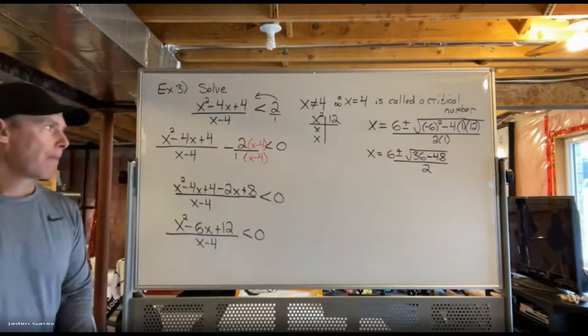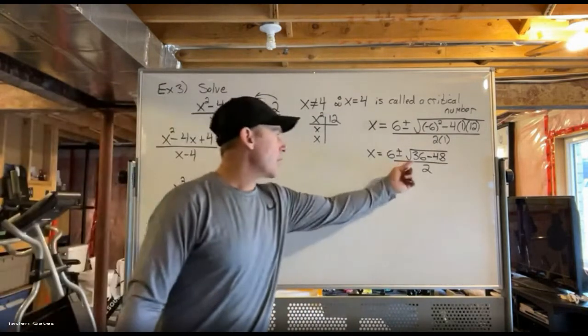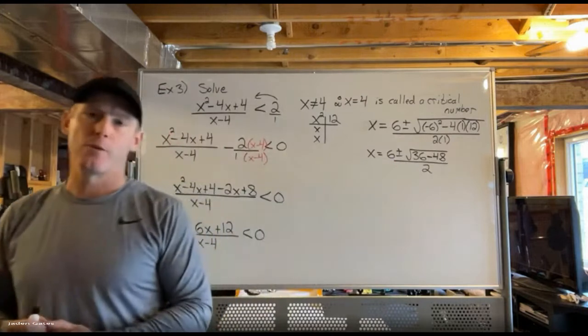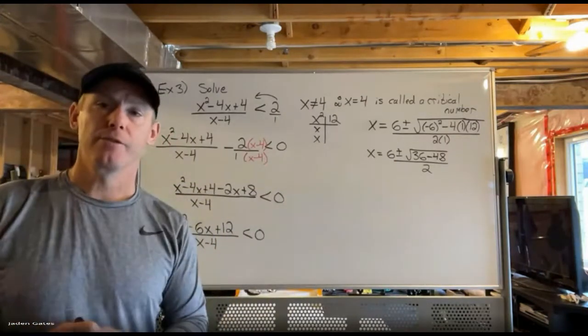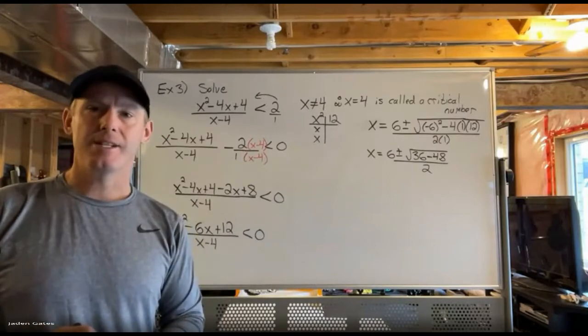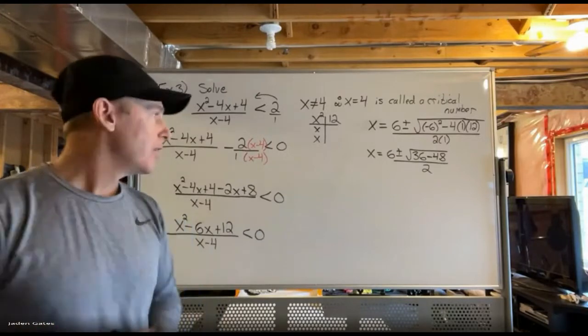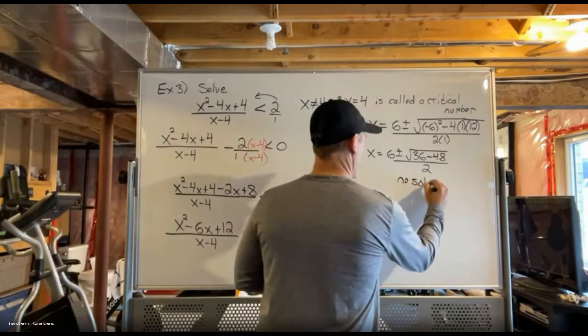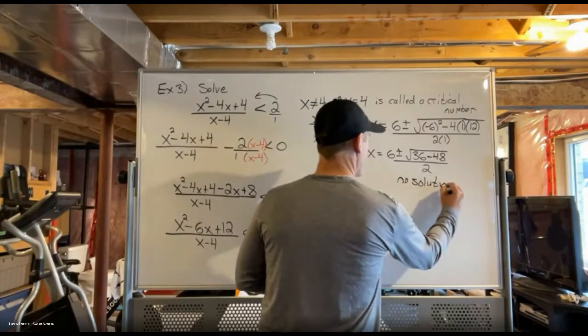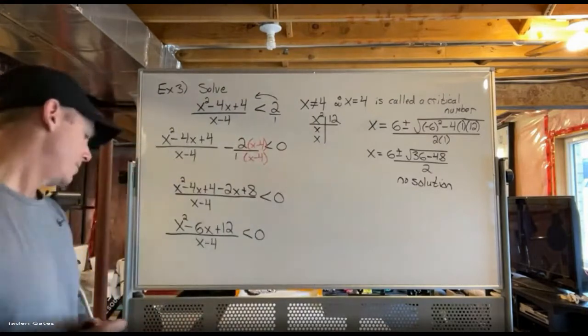Now, when I look at this quadratic equation, I got a 36 minus 48 underneath the square root sign. That means that answer is going to be negative. And what I can't do is take the square root of a negative number. And so, in fact, there is no solution to this problem.